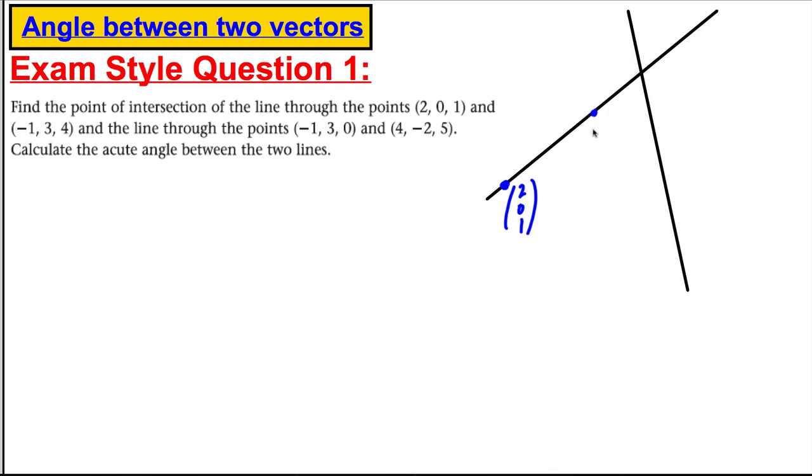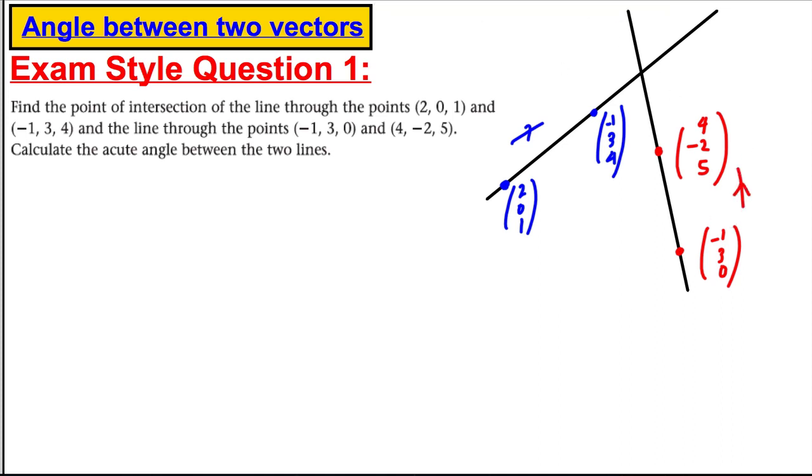And you've got another one up here that is on the line, so (-1, 3, 4) is on the line. You've got another line here that has a point on the line which is (-1, 3, 0), so it's got a position vector to there, and you've got another point on the line which is (4, -2, 5). You don't know the directions of the lines, you know the lines intersect. So the first thing we should do is work out the direction of that line and the direction of that line, surely. And this we might call line 1, and this we might call line 2.